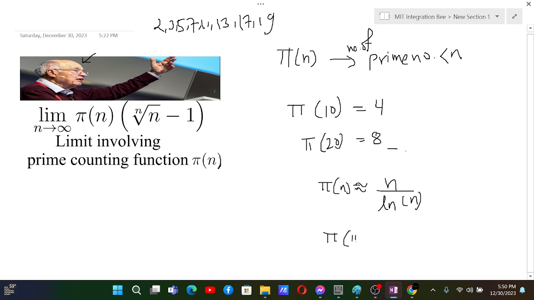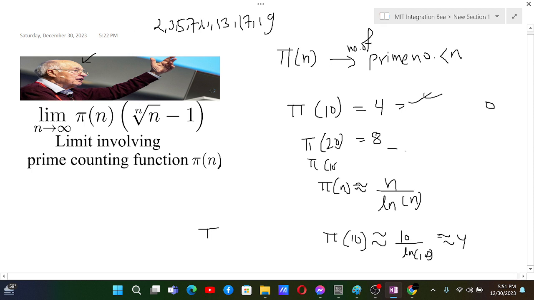Let's say pi of 10 will be approximately equal to 10 by ln 10. Let me use my calculator: 10 by ln 10 is 4.34. That will round off to 4. So this one is actually equal. Error is just 0. Now for pi of 20, or let's try to find pi of 100.